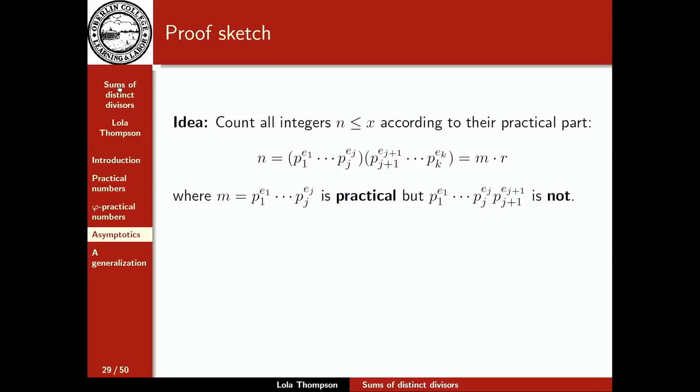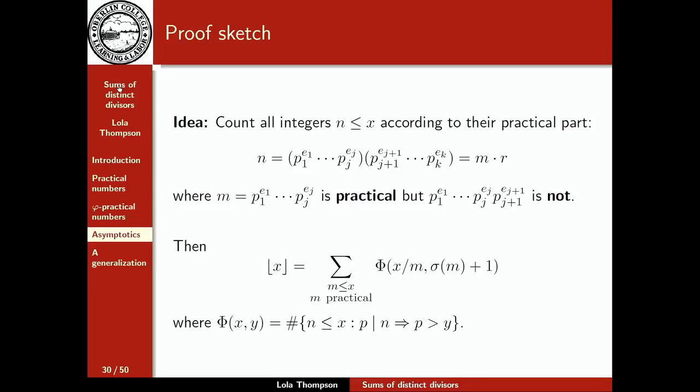So the idea here is we're going to count all the integers up to x by splitting them into their practical part versus their non-practical part. And we'll count them according to their practical part. So this first part is practical. The rest of this is what prevents it from being practical. So in other words, when we throw on the very next prime factor, that's where that Stewart condition fails.